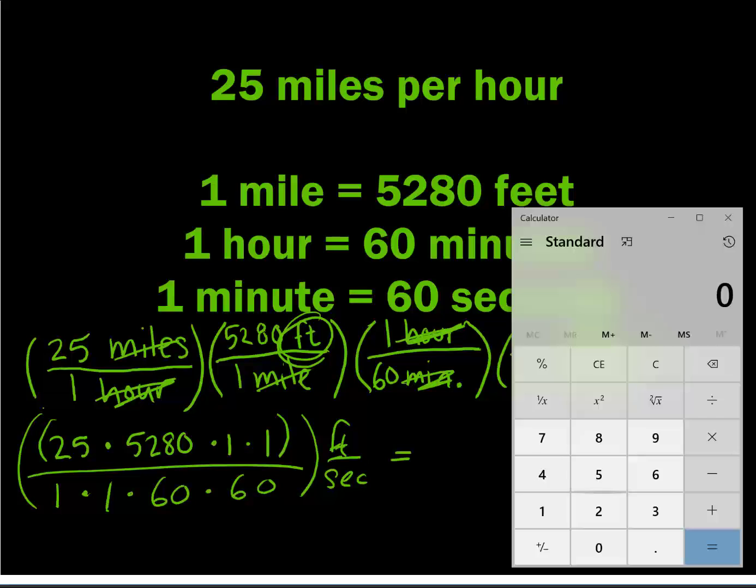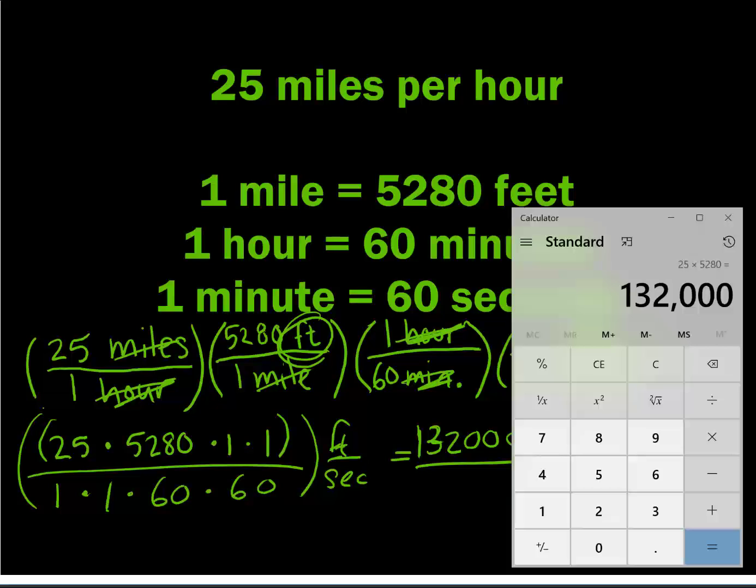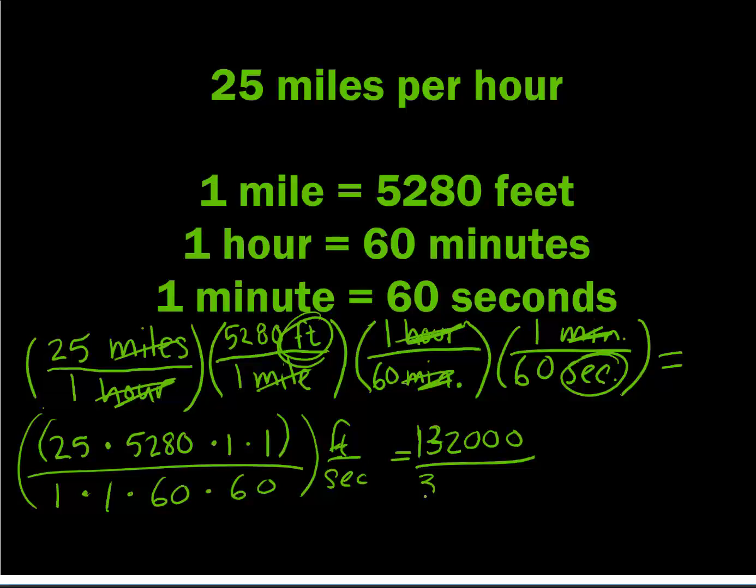Let's go ahead and do the math here. We've got 25 times 5,280. That's equal to 132,000. We'll put that on the top. And then we're going to divide that by 1 times 60 times 60. That gives us 3,600. So 3,600 here. And again, that's feet per second. Let's do that division.